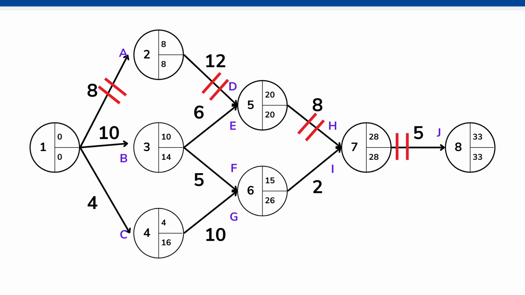If you look after A, task D comes, so that has to be on the critical path. And after task D, we've got task H, and then finally we've got task J. So the critical path is task A to D to H to J, because none of these tasks can be delayed. If any of them are, the overall project would be delayed. And if you add their duration together, 8 plus 12 plus 8 plus 5 gives you the overall project duration.